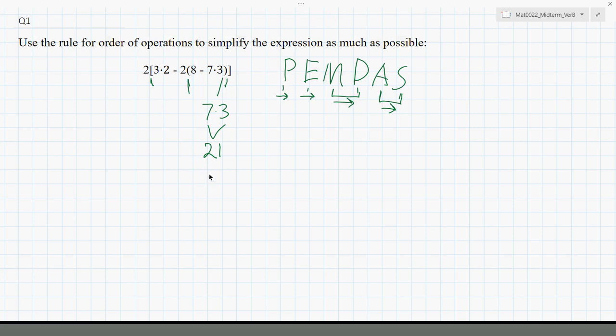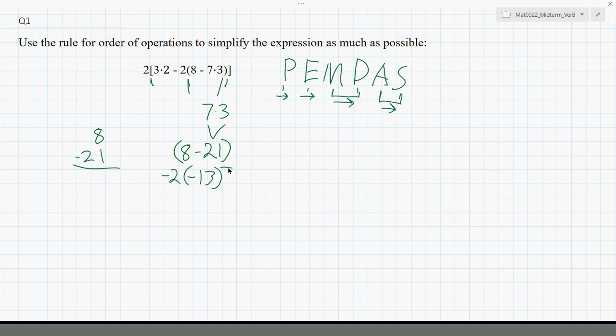So we have 21, and we have 8 minus currently in that little parenthesis box. Now that we've done our multiplication, there's no division, so we're going to do addition, subtraction. We have one subtraction there, 8 minus 21. That's negative 13. So we're going to have negative 13 on the inside of that first parenthesis, and then there's a 2 on the outside of it.